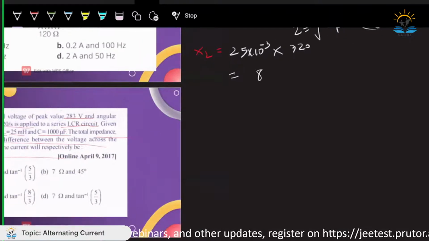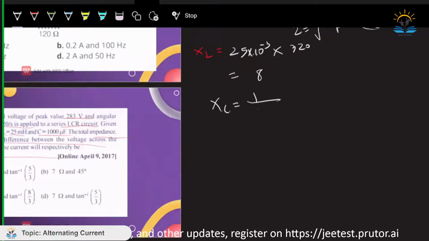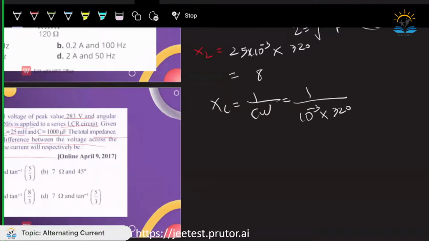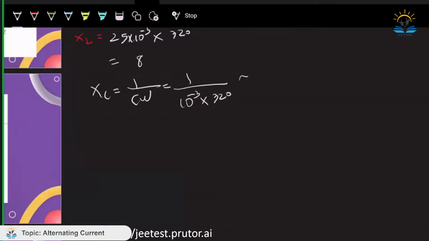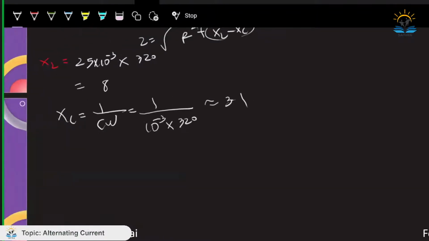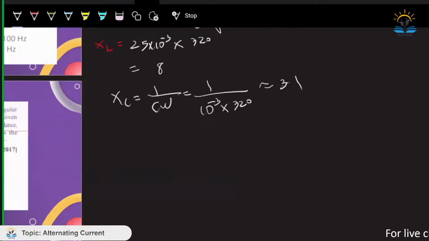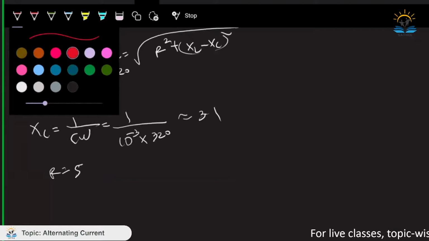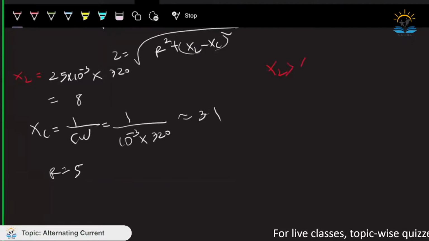Okay. XC will be 1 by C omega. So 1 by 10 raised to minus 3 into 10 raised to minus 6 into 320. This is approximately 3.1. So we got XL 8, XC 3.1, and R is given as 5 ohm. So this is the condition XL greater than XC. For the whole circuit, which will lead? Voltage will lead because XL is greater than XC, right?